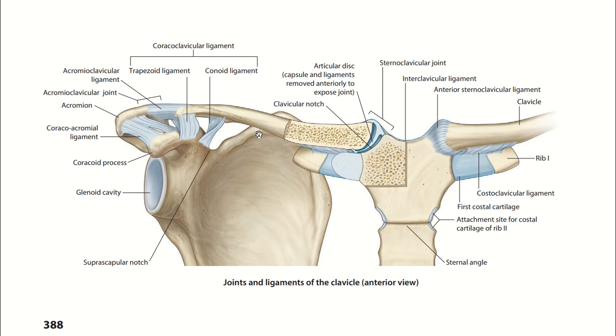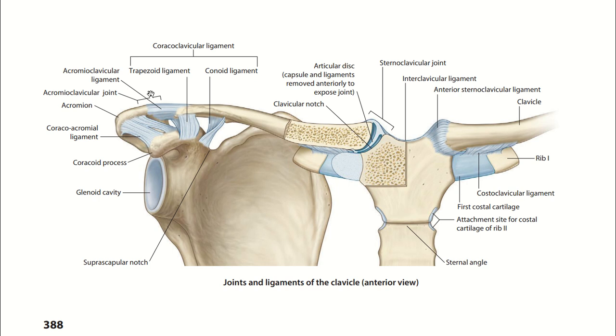The nerve supply, if you remember very well, this is the suprascapular notch. There was a nerve that was passing within the suprascapular foramen. What's the name? It is the suprascapular nerve. So this very same nerve sends some branches to this joint. So the nerve supply is the suprascapular nerve.